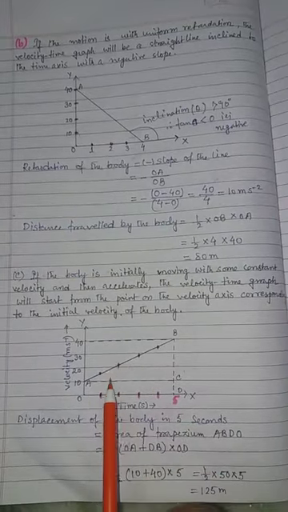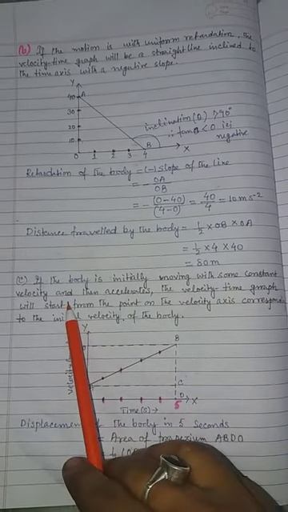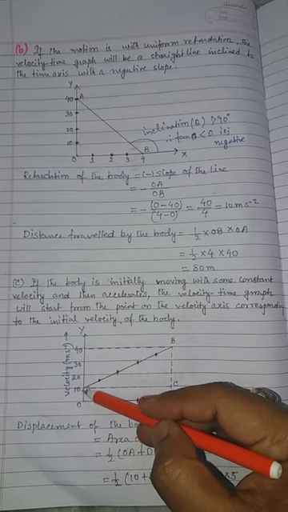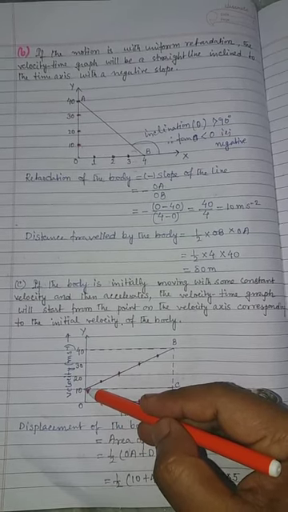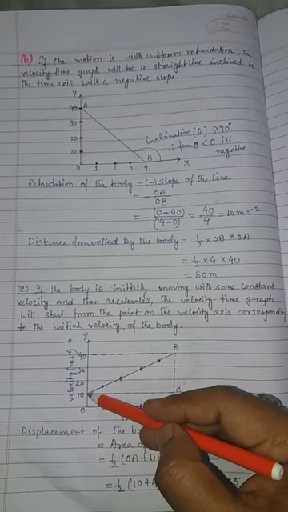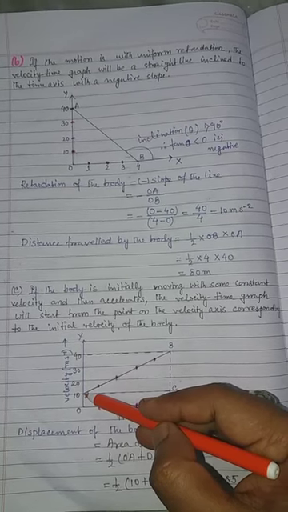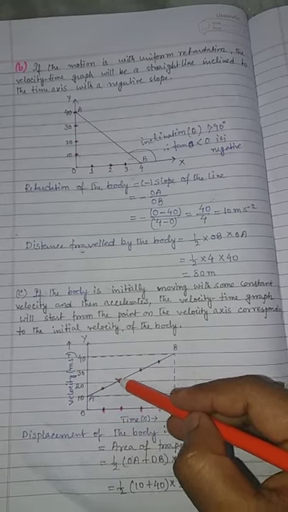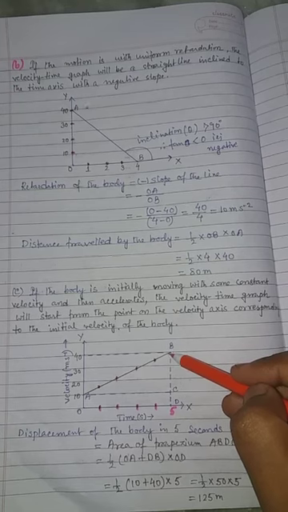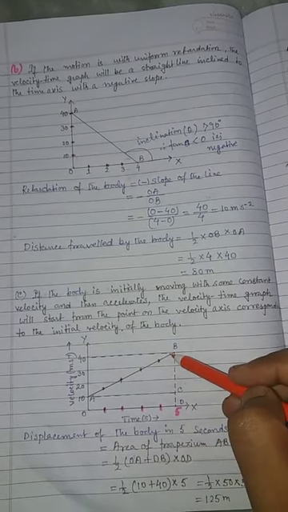Here we consider another case. If the body is initially moving with some constant velocity, that means the object has 10 meter per second when time equals 0. Therefore the line will start from this point, then it gradually increases its velocity uniformly. That means the object is in acceleration.